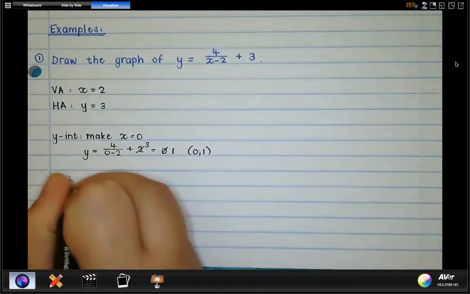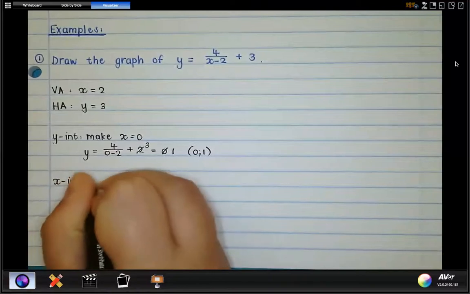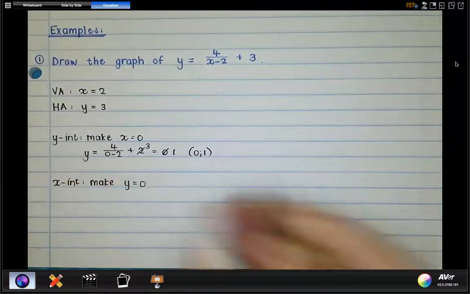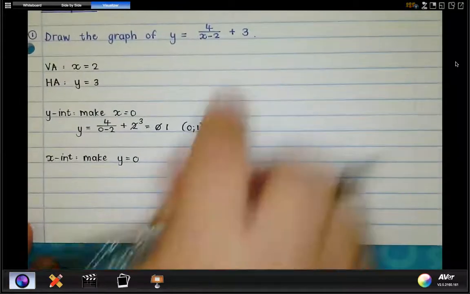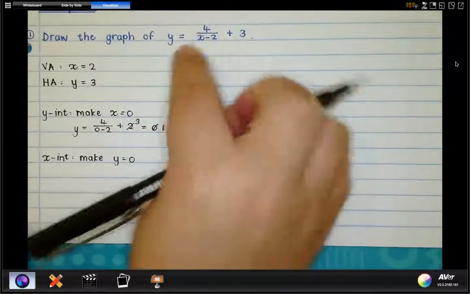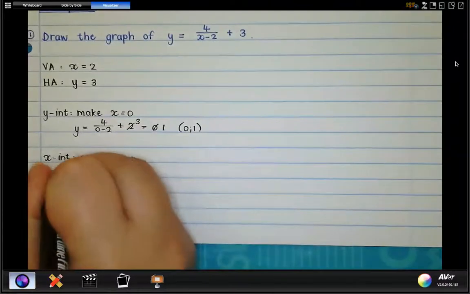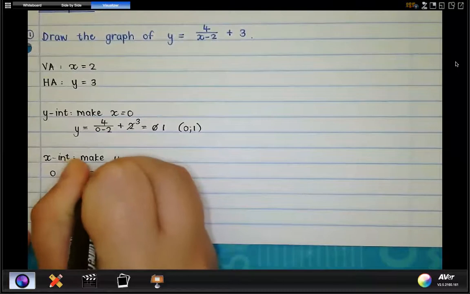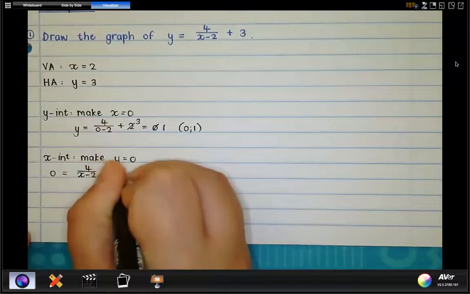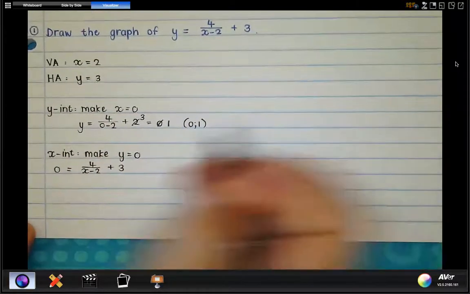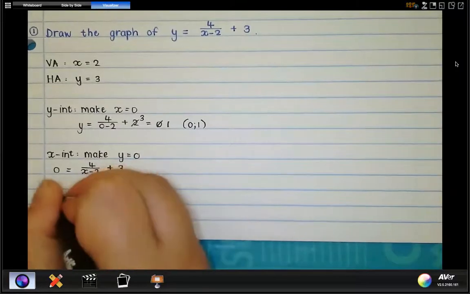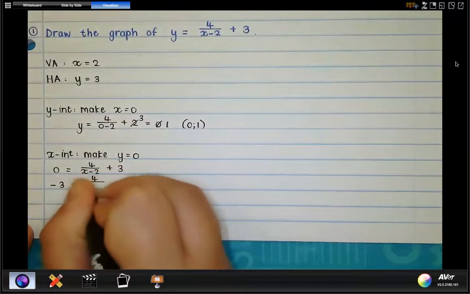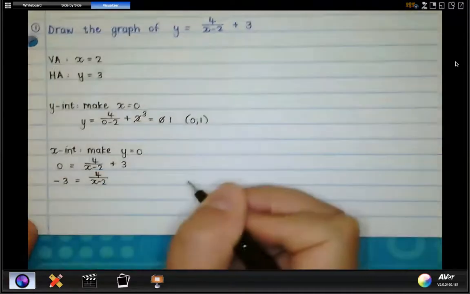Okay, for the x-intercept, you have to make y equal to 0. So you're going to make your whole equation equal to 0. So you can decide which way around you want to write this. Okay, so there I'm just making y equal to 0. Now I'm just going to move that +3 over. It will become -3 equals 4 over x minus 2.